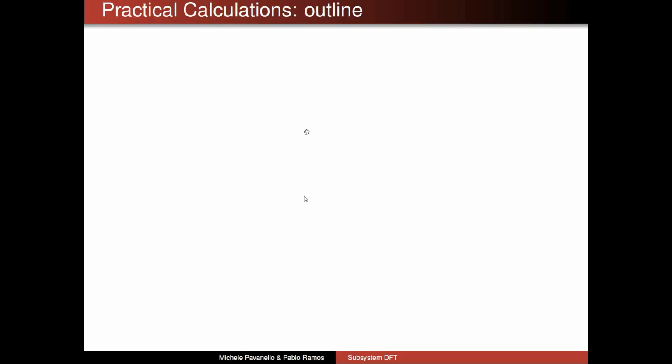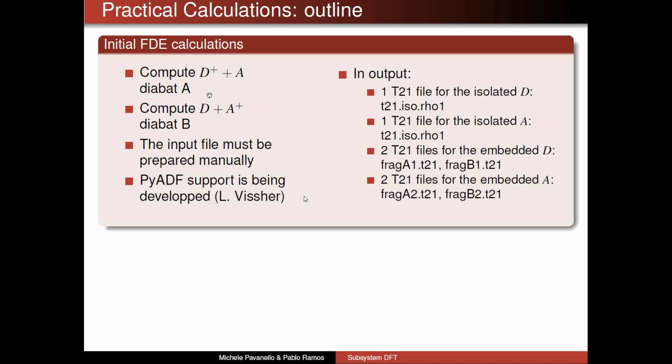Okay, so let me show you some examples of how to actually calculate these couplings with FDET. I will show you now some outputs so that you can see what the output looks like, and then I will fire up a bash shell and show you what the input should look like.